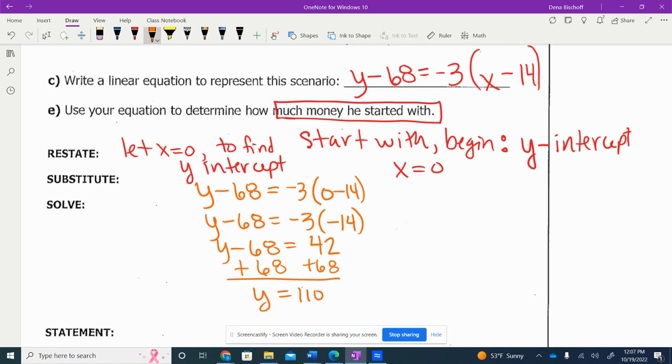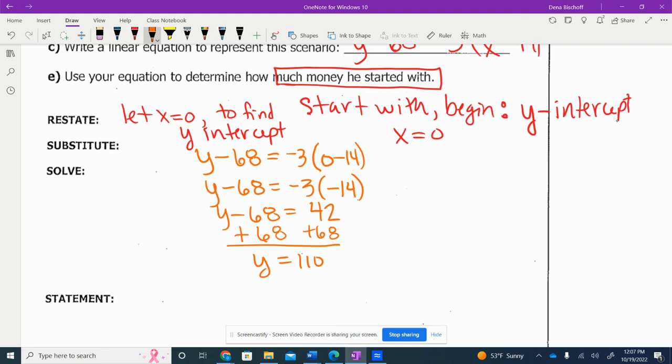So I started off with how much money? So I started with $110. Whenever I have to find the beginning amount, I always let x equal 0, because that's the best cheat in the world, right? It saves you from manipulating equations.